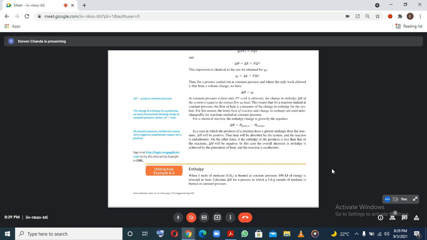So before we can talk about calorimetry, let's look at this particular example so that we can appreciate something. We are saying when one mole of methane is burnt at constant pressure, 890 kilojoules of energy is released as heat. So released as heat. Is that going to be a negative value or positive value? Can someone respond?